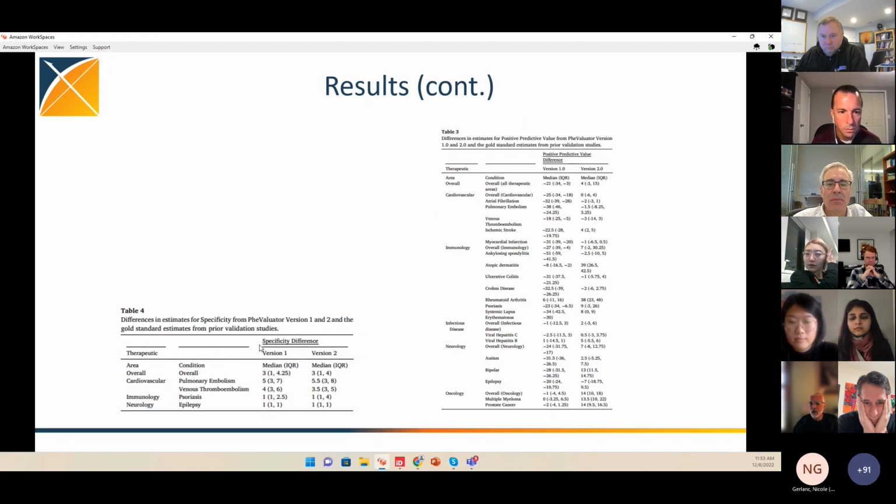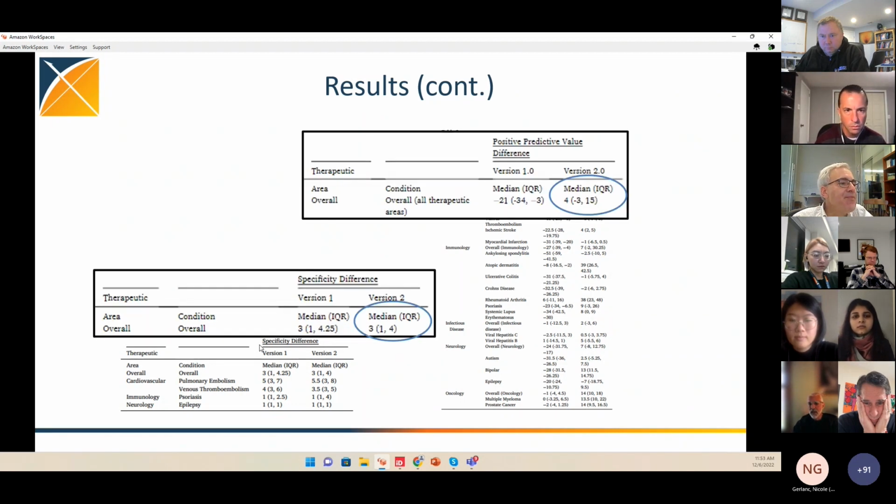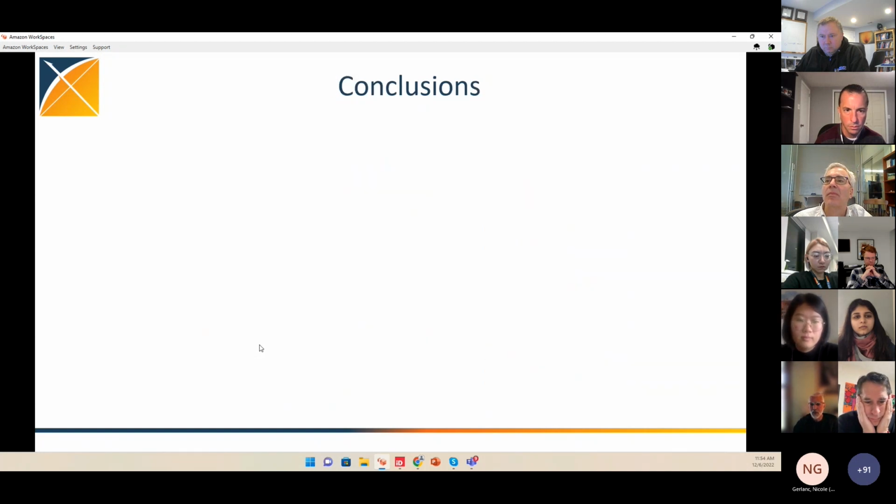Here are all the results that we saw for all the different therapeutic areas and all the different phenotypes that we did. The thing I wanted to emphasize was that for positive predictive value, we saw a nice improvement with PheValuator 2.0, with the median of about 4% difference in positive predictive value, and similar results from 1.0 and 2.0 for specificity, but also very close to what the median was in our results.